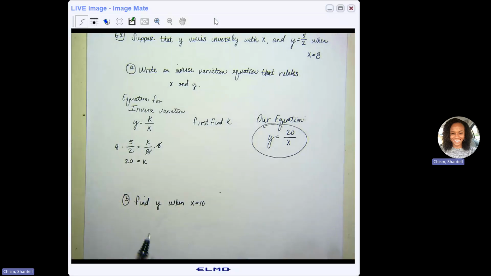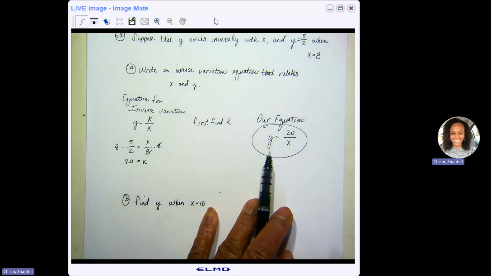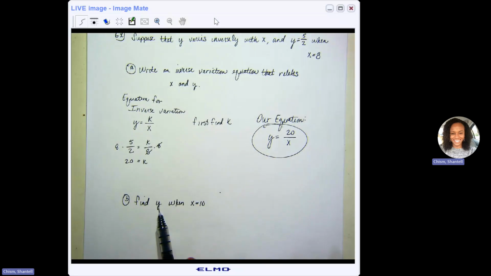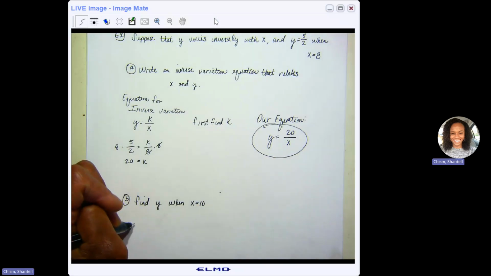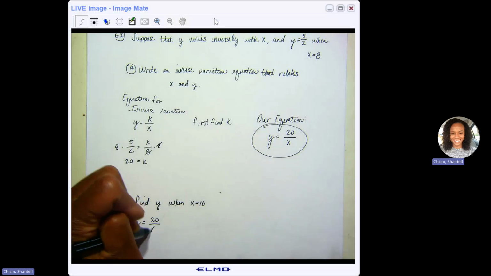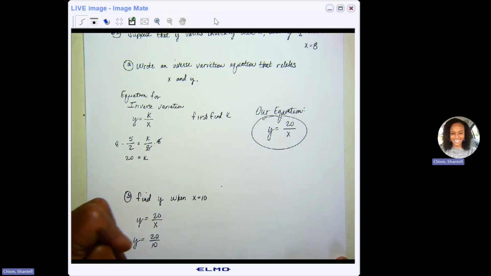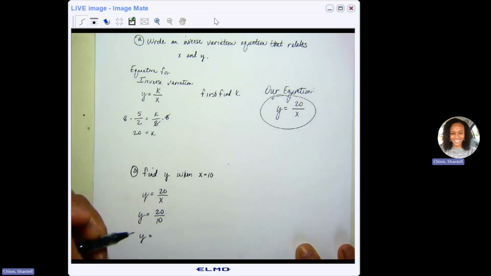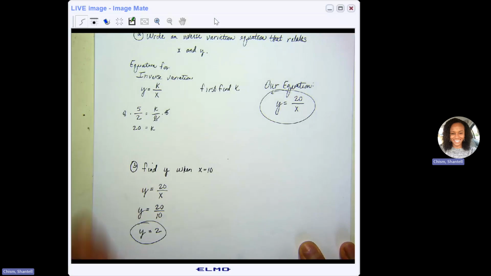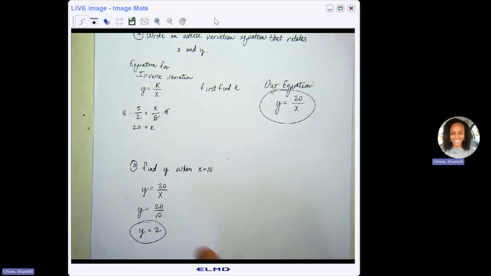Now that we have k, we can use the equation that we wrote to find what y is equal to when we let x be 10. So using y equals 20 over x, we're going to solve for y by replacing x with 10. And that means y equals 20 divided by 10. So y is equal to 2. Okay, so part A, we wrote the equation, and then part B, we used that equation to find a particular value of y when we let x be 10. Okay, and then there's one more problem related to inverse variation. It's a word problem. We'll look at that one.